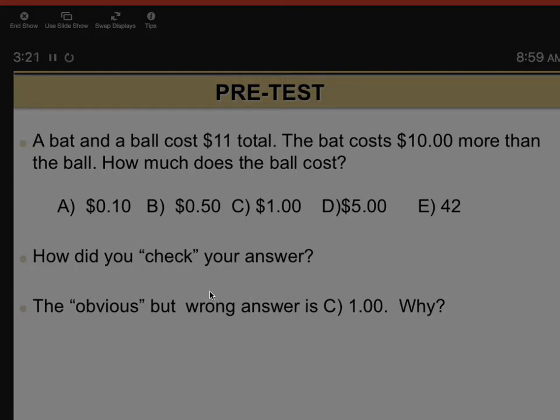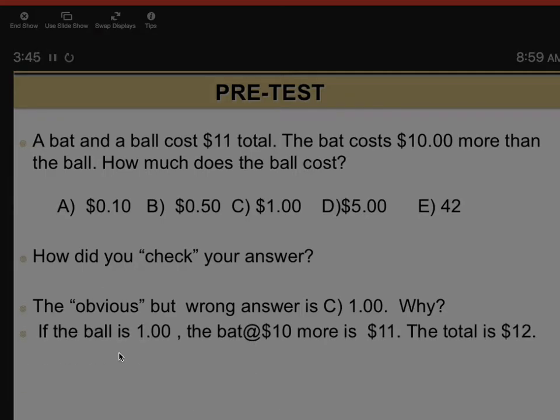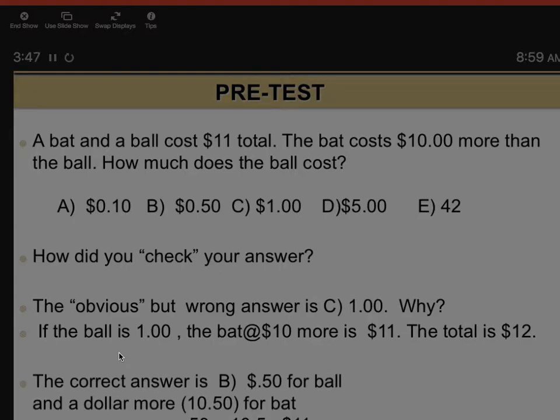So the obvious but wrong answer is C, $1. Okay, that is wrong. Why is it wrong? Right. So it's got to be $10 more. So you have to add whatever you get to $10 more than that. So it would be $1 plus $10 more than that is $11, which would be 12. Right. So the correct answer was B. The correct answer was 50 cents, for which I can add $10 more. That's $1.50. Right. In this class, I will continually tempt you with obvious but wrong answers.